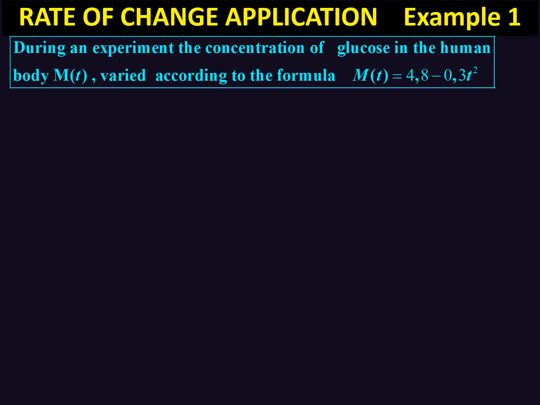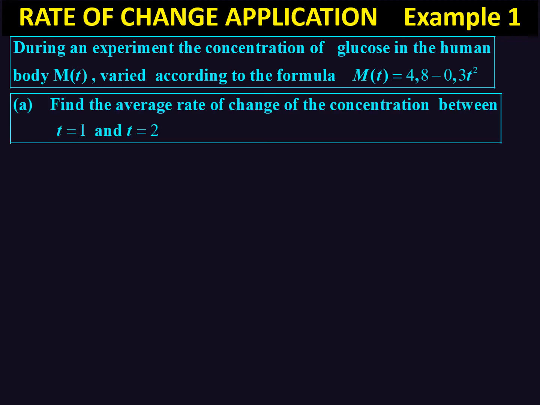We're going to look at two rate of change application examples. During an experiment, the concentration of glucose in the human body, M(t), varied according to the formula M(t) equal to 4,8 minus 0,3t squared, where t represents time. First question, find the average rate of change of the concentration between t equal to 1 and t equal to 2. Notice when they say average, they have to provide you with two values.